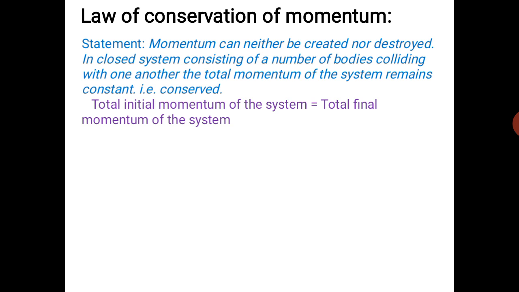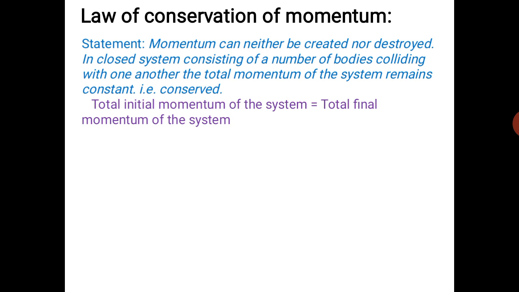Suppose there are two bodies, let's say with masses m1 and m2, moving with speeds v1 and v2 in the same direction. Suppose one body collides with the other. Then what happens? The masses remain the same, m1 and m2, but their individual speeds change.